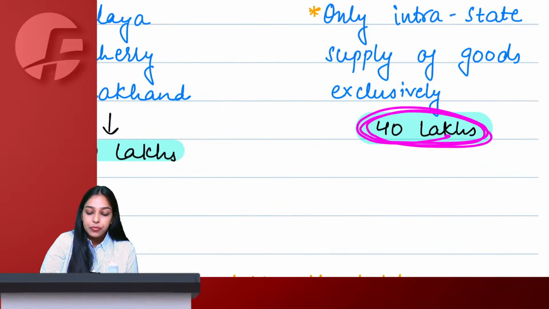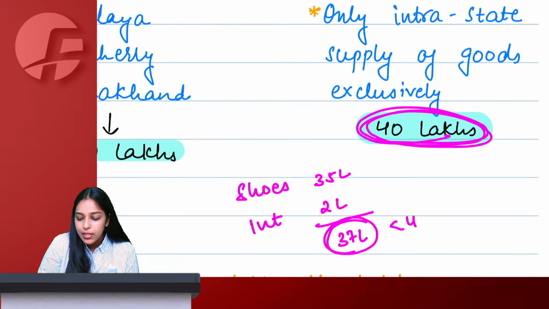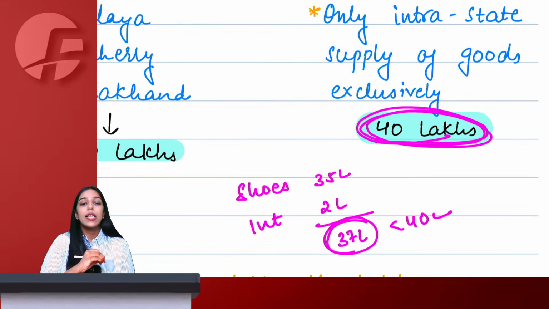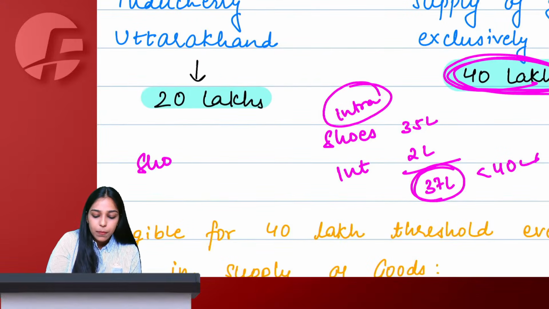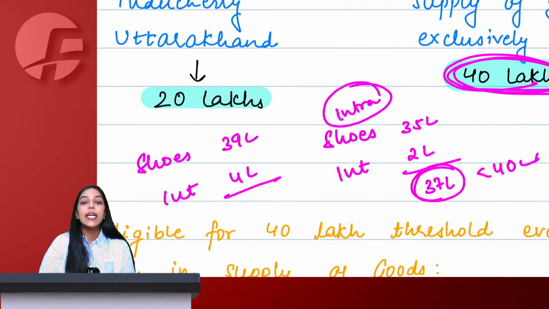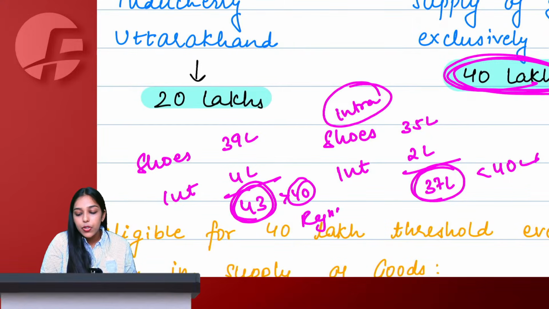So let us say a person is supplying shoes worth 35 lakh and earning interest income worth 2 lakh. So the total turnover remains 37 lakh, which is less than 40. Therefore, the person is not required to take registration, assuming that shoes are supplied intra-state only. Let us say a person is supplying shoes for 39 lakh and the interest income is 4 lakh. Then, ma'am, in that case, the aggregate turnover becomes 43, which is more than 40. Therefore, registration will be required.